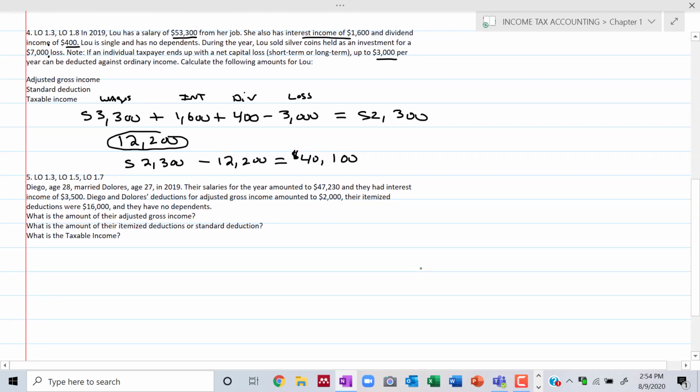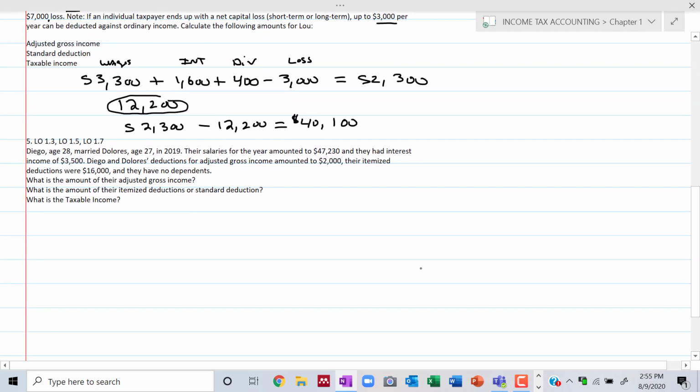Problem 5. Diego, age 28, married Dolores, age 27 in 2019. Their salaries for the year amounted to $47,230. They had interest income of $3,500. Diego and Dolores' deductions for adjusted gross income amounted to $2,000. Their itemized deductions were $16,000, and they have no dependents.